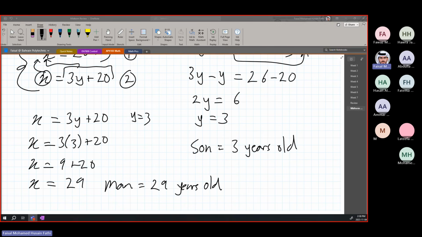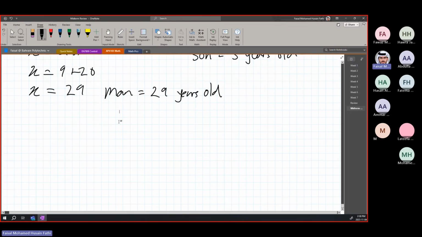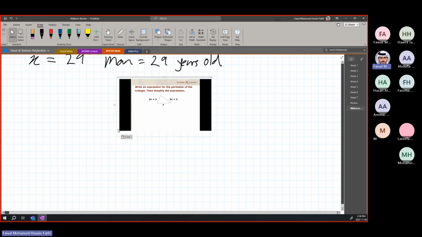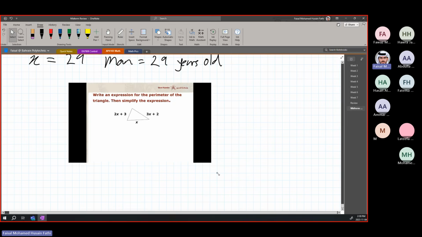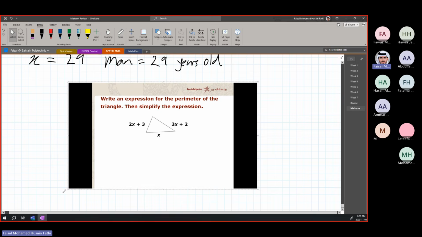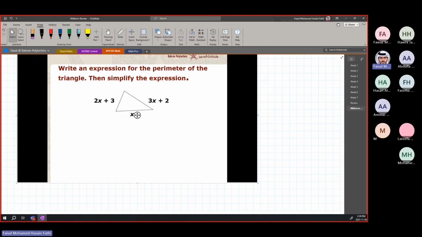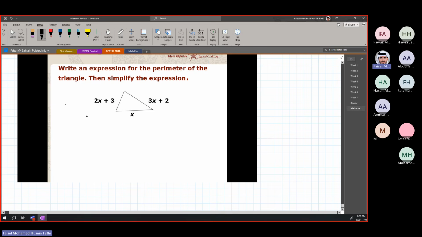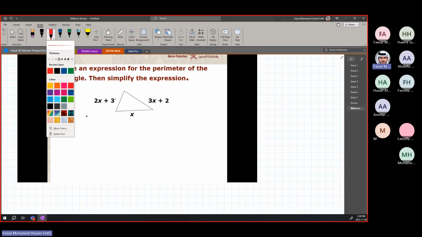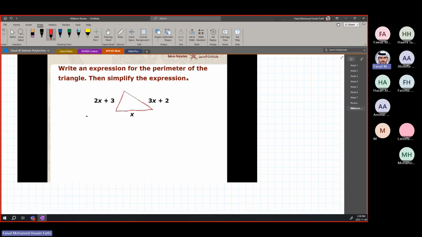Okay, let's see another question. I believe this is week 1, week 2, one of those. Write an expression for the perimeter of the triangle, then simplify the expression. So what is the perimeter? The perimeter of any shape is the sum of its sides. The addition of all these sides is what they call the perimeter.